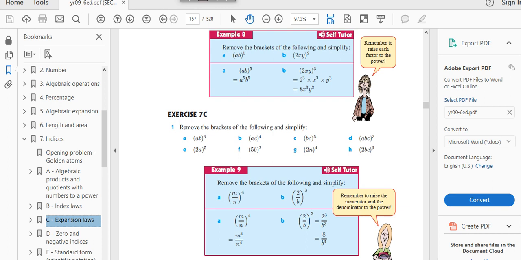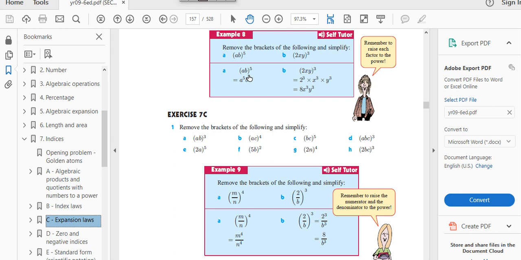Because when you get stuck, I'd like you to have a look at the examples that the textbook has here. They're really good. So it says here when you've got ab to the 5, it becomes a to the 5, b to the 5. I can apply that here. So when I've got ab cubed, this will simply be a cubed, b cubed.